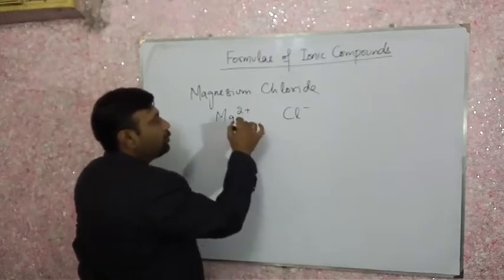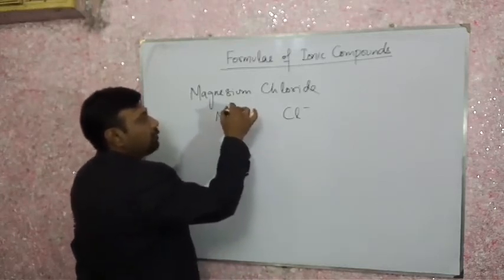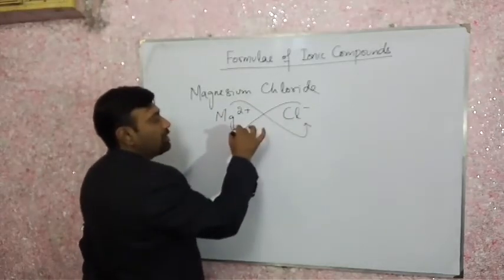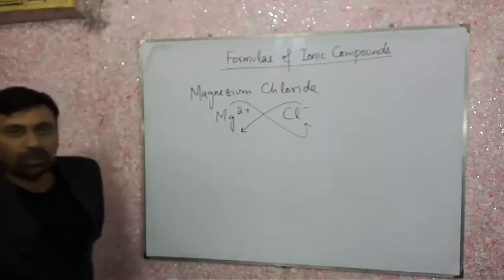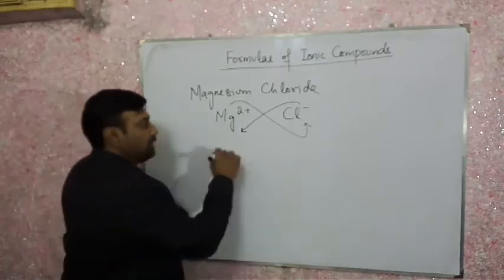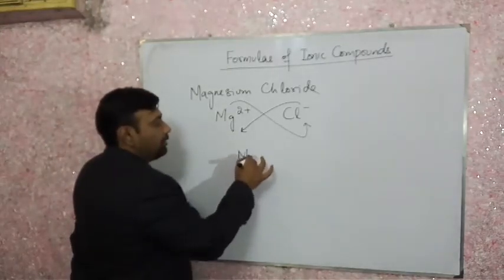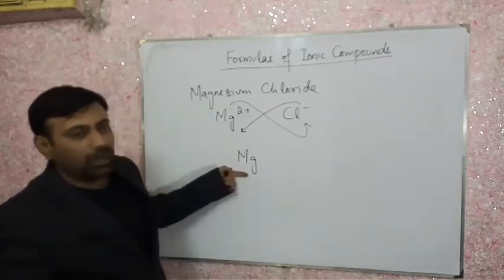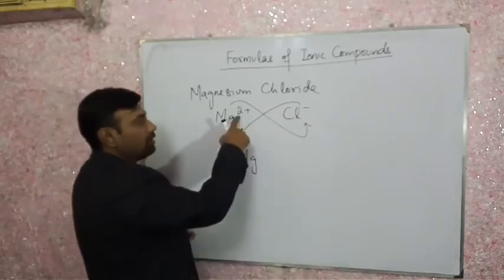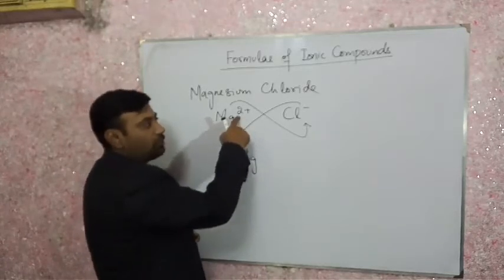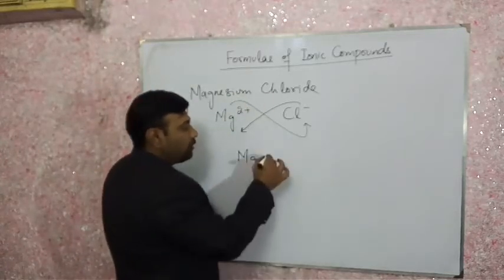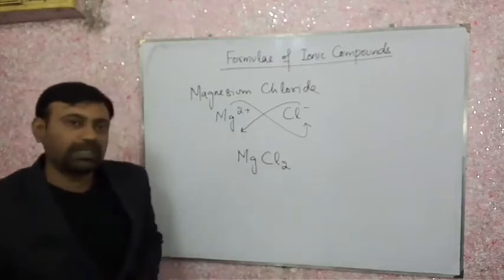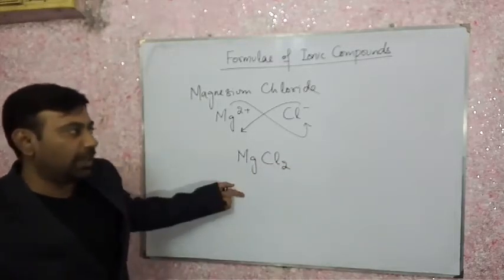So if we take two of these negative ions, they will balance out the positive charge. And a simple way to do that is that we shift the values of charges to the bottom of the elements. There is a charge of 1 minus on chloride, so there will be only one magnesium ion. On magnesium ion there is a charge of 2 plus, that means there will be 2 chloride ions. So the formula would be MgCl2. This is the formula of magnesium chloride.